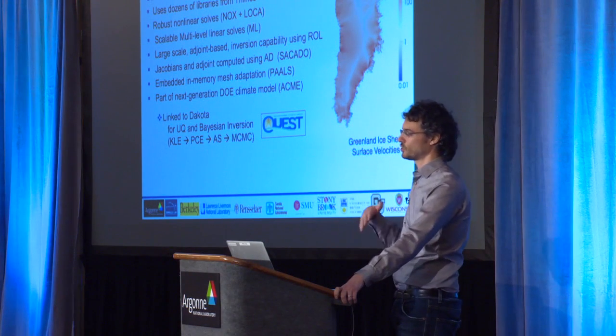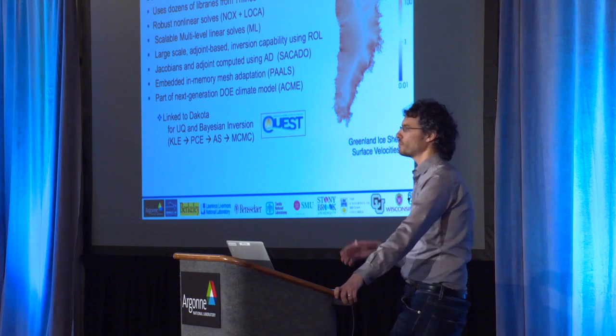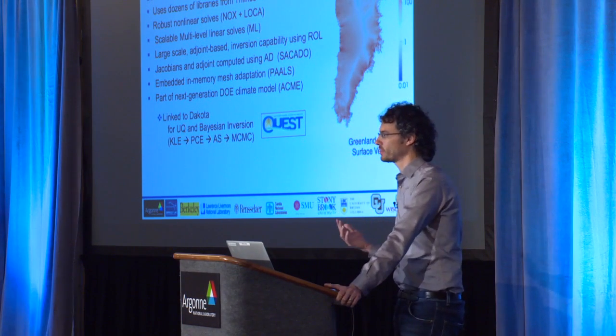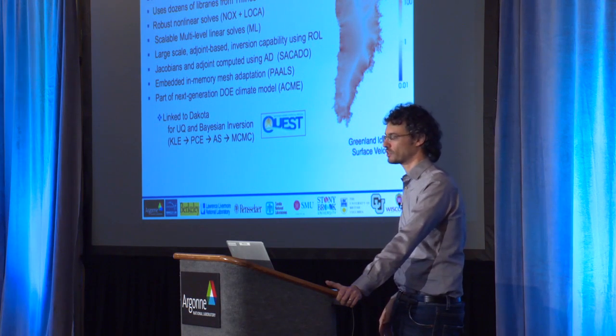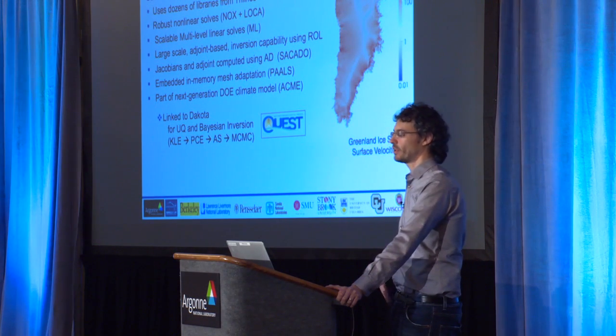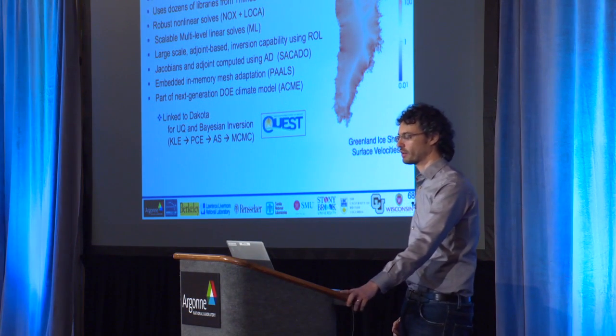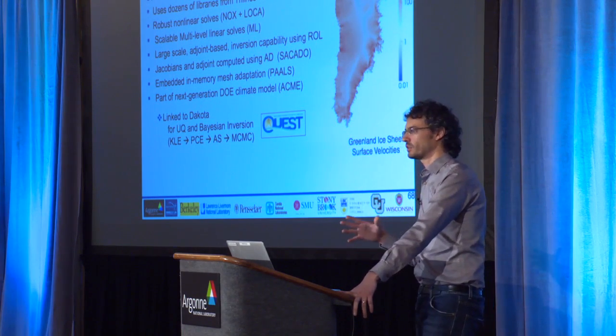The derivatives, so the Jacobians and the adjoints, are computed through automatic differentiation, in particular using the package Sacado. And then we have the embedded in-memory mesh adaptation that was described by Mark. This Felix code is also now part of the next generation DOE climate model called ACME. So there is a lot of code to couple Albany to other climate codes. And we can also link to Dakota for uncertainty quantification.